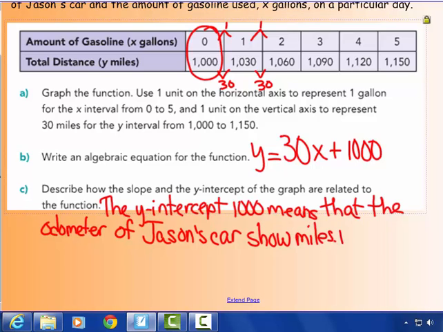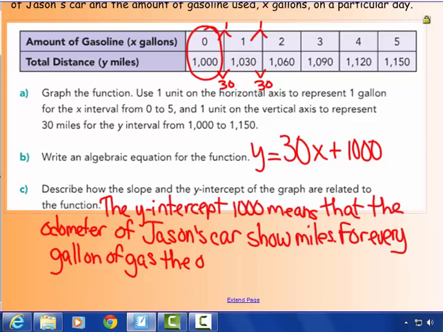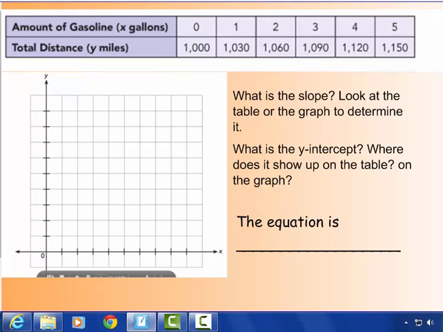And for every gallon of gas, the odometer goes up 30 miles. 30 miles per gallon. Pretty good. Goes up 30 miles. That's good gas mileage. So answering that carefully. And then the graph on the next page.